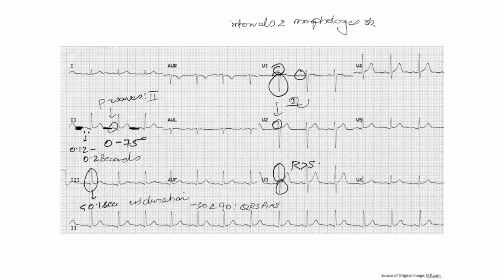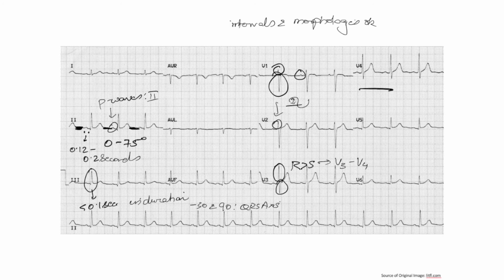So usually the R wave should be bigger than S wave by V3 or V4. If this is not the case, if the R wave is bigger than S wave prior to V3, that would be considered early progression of the R wave. And if it's happening after V4, that would be considered poor R wave progression.